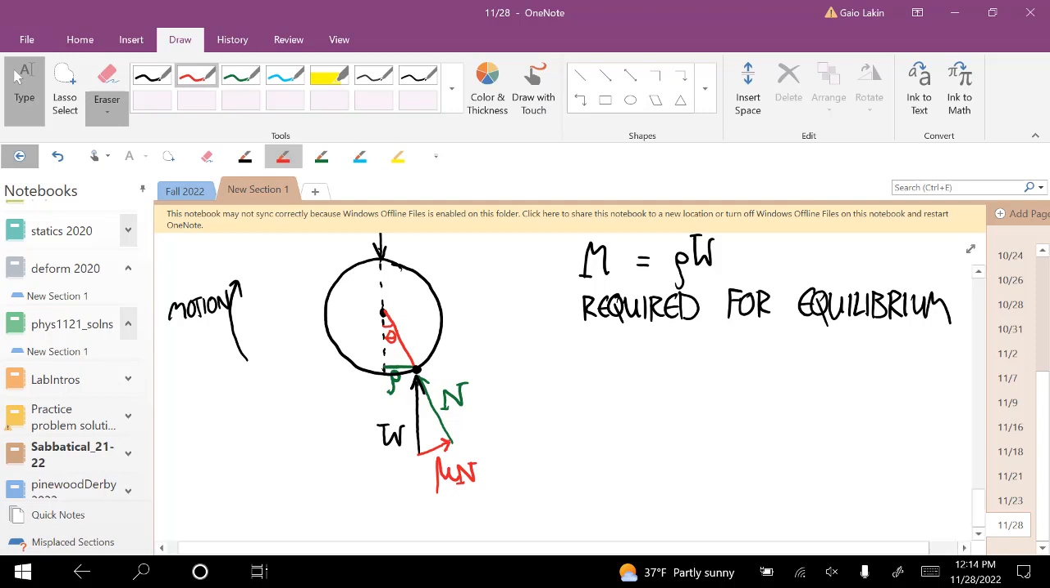Okay. And this angle is theta. That's the same angle, theta, as in the center of this axle. And notice that, this is going to come into it, the radius of this axle. So let's call the radius of that axle capital R.